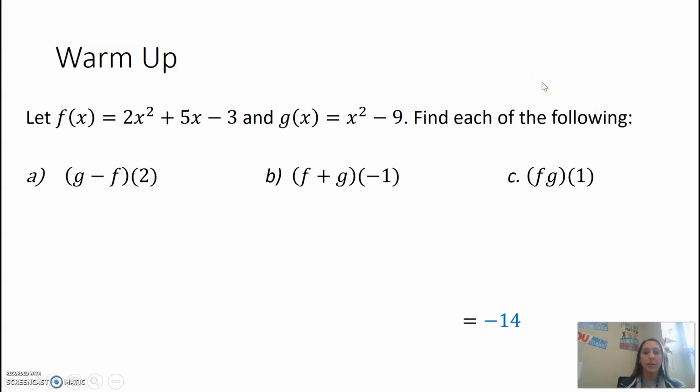Let's go ahead and do B. Oops, for some reason my B, hold on. So there's the answer for B. You should get negative 14, so go ahead and hit pause and do B. Okay, so we're going to go through B.